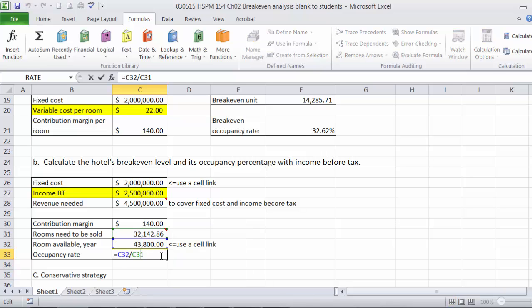What did I do wrong? I reversed it. So that would be rooms to be sold divided by this. Okay. So that's 73.39%. Did you get this? So basically look at this formula. Any questions?